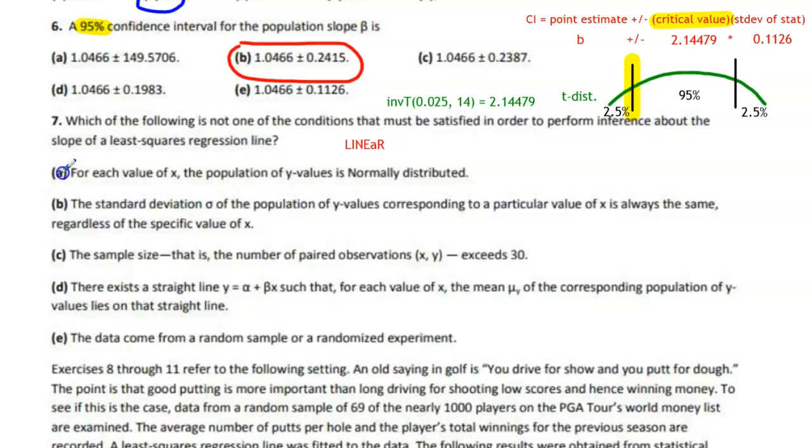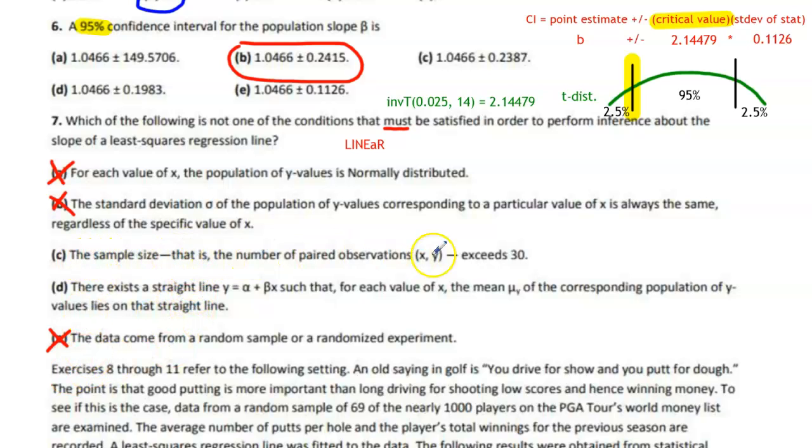That is correct. We're looking for what is not one of the conditions that must be satisfied. We're going to come back to that must in a second. So there's our N. E is equal standard deviations. We want the standard deviations to be equal across the different x values. The standard deviation of the population of y values should be the same. A stands for, and then R is random. It comes from a random sample. Okay, so the straightforward ones are gone. Now we're left with the things that are not so straightforward.